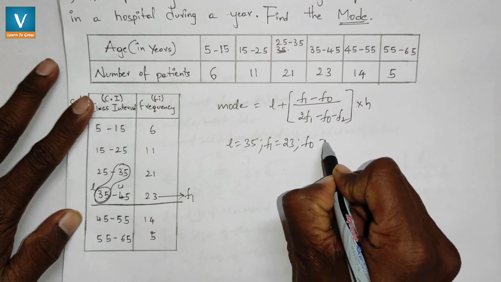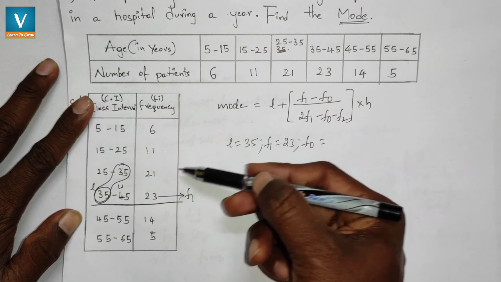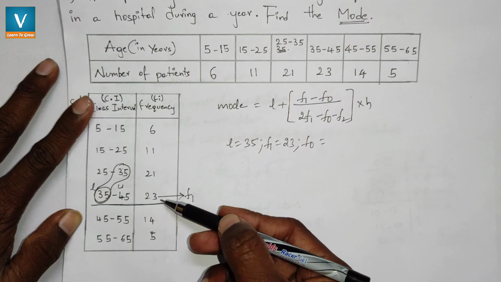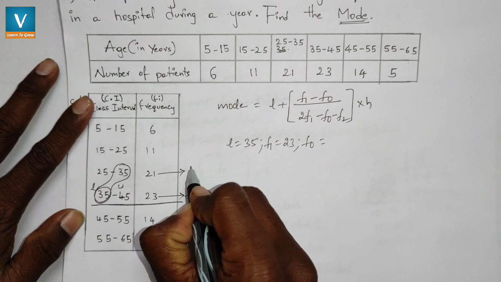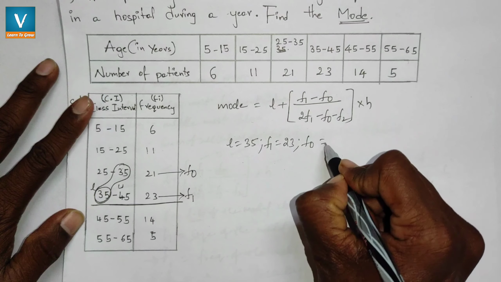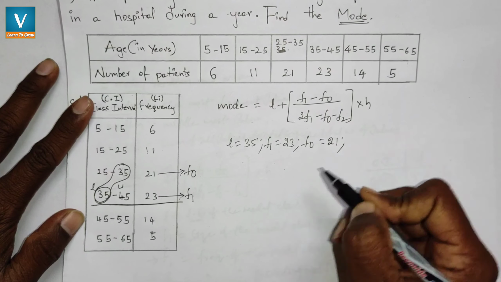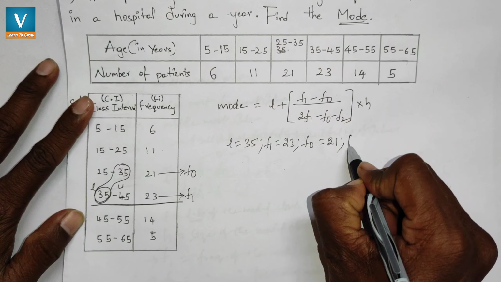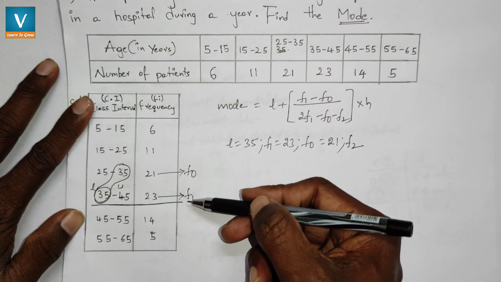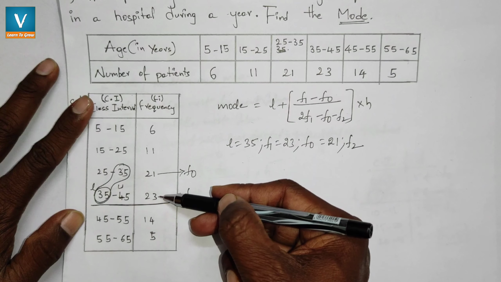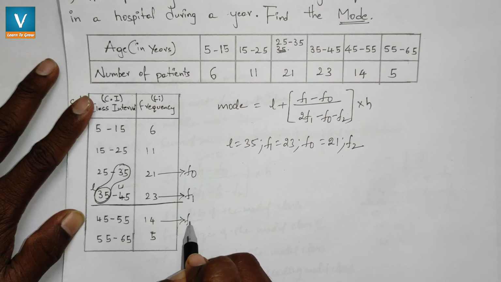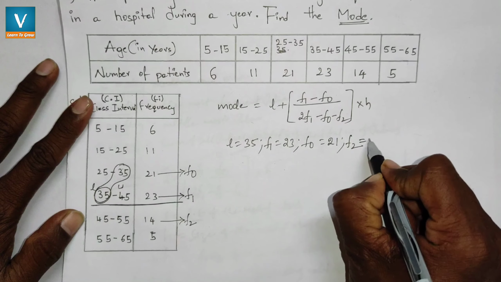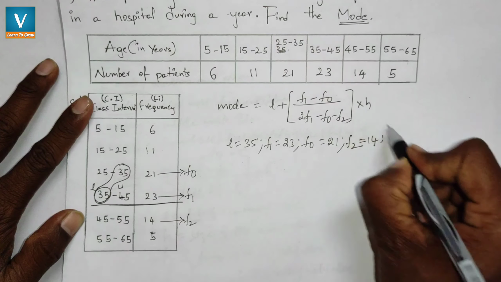Then F0. What does F0 indicate here? F0 indicates the frequency preceding the modal class. The modal class is 23. What is preceding here? 21. So F0 is 21. And now coming to F2. F2 indicates the frequency succeeding the modal class. The modal class is 23. Succeeding means the next number. What is there here? 14. So F2 is 14. And the last one, H.